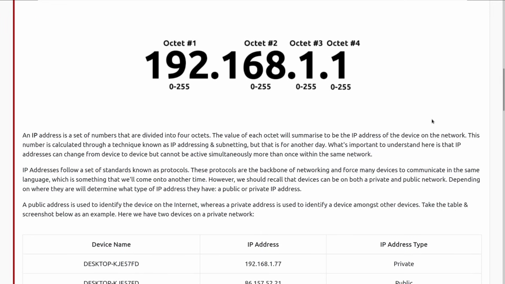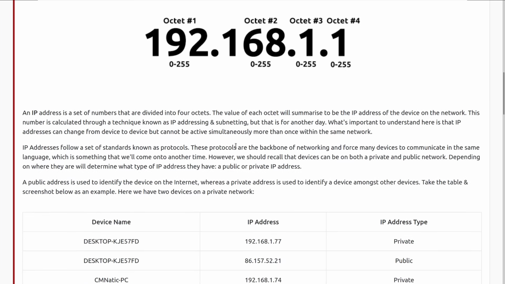An IP address is a set of numbers that are divided into four octets, and you can see one here, one here, one here, and then one here. You can see that these have a range of 0 to 255. This is because they're made up of 8 binary bits, if I remember correctly, and the range for that is 0 with all of the bits being turned off, and then if you turn them all to 1s, or everything is on, your limit is 255.